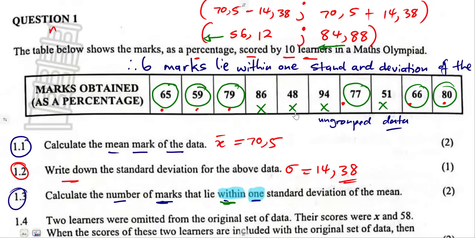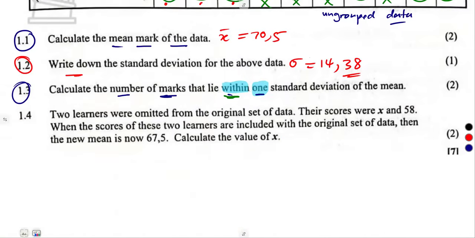All right, let's consider another part of the question, which is 1.4. We are given that 2 learners were omitted. They were skipped as the marks were being taken. 2 learners were not considered from the original set of data.